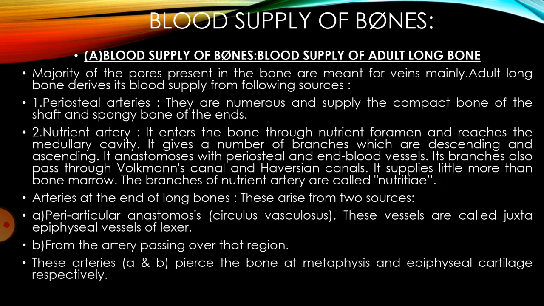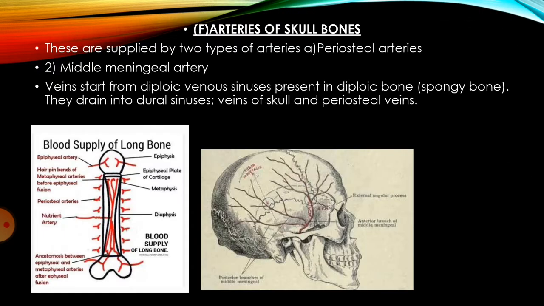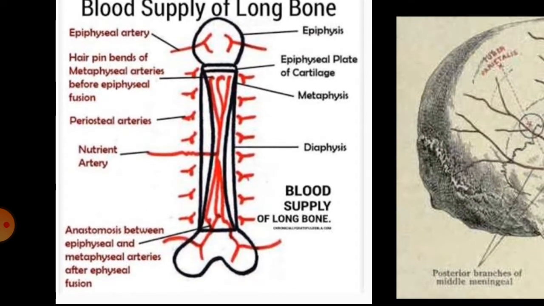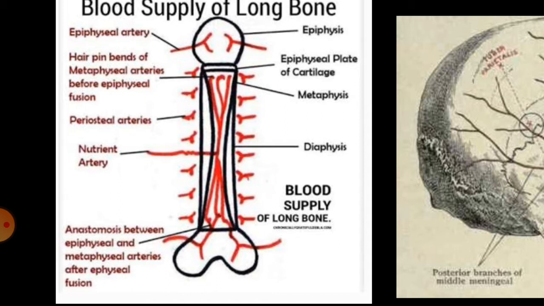Next is the blood supply of bones, and this is very important. Let's look at the image first. This is the appearance of the blood supply of a long bone. Now what is happening here is, you can see the nutrient artery coming. The nutrient artery comes into the diaphysis and there is a nutrient foramen here. As soon as it comes near the nutrient foramen, it is going to divide.